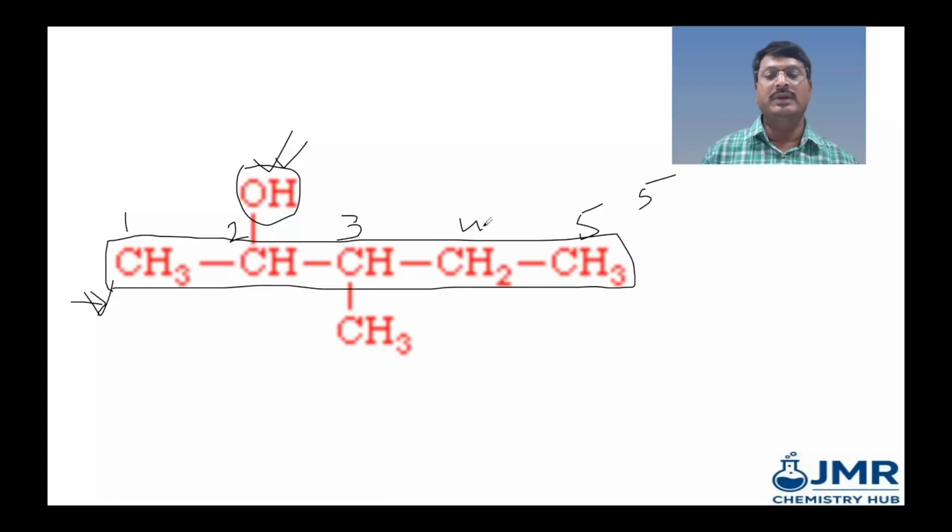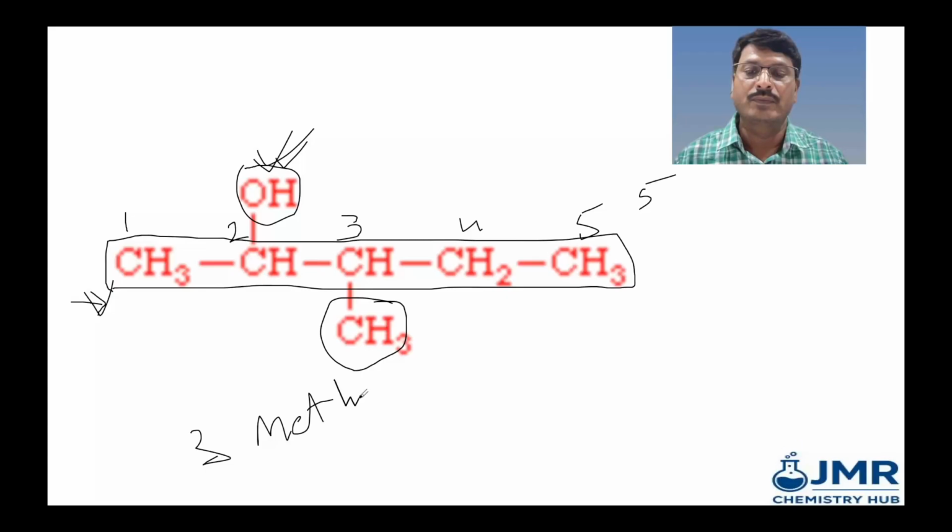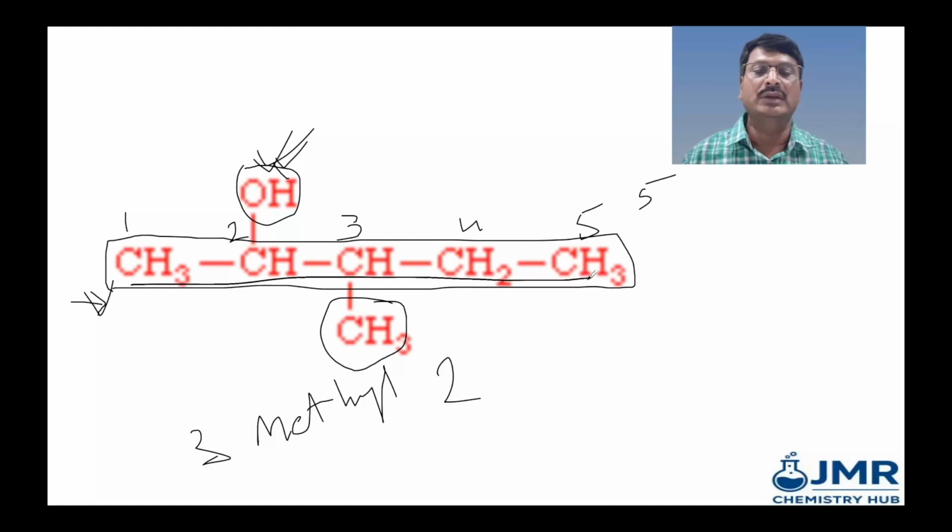After giving the numbering, next find out the substituents. Only one substituent is there, methyl, and this is the functional group. First you have to write the substituent name, that is 3-methyl. The compound is 3-methyl, and 2, what is that one? The suffix word will be written last, the 2. After that you have to write the root word. So what is the root word? Pentane.